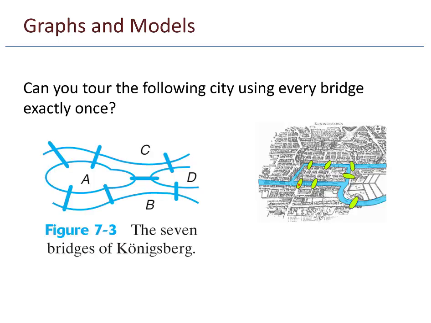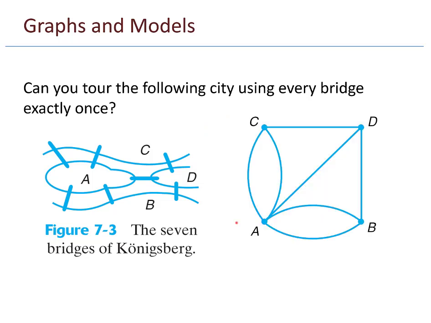And one thing we might do to start analyzing this problem is get rid of all the stuff that doesn't really matter. The map doesn't really matter. What is a little more abstract is the picture on the left. I basically have 4 land masses, A, B, C, D, and there are bridges that connect the land masses, and maybe with a picture like this, I can get a better grip on how to solve the problem, or if it even has a solution.